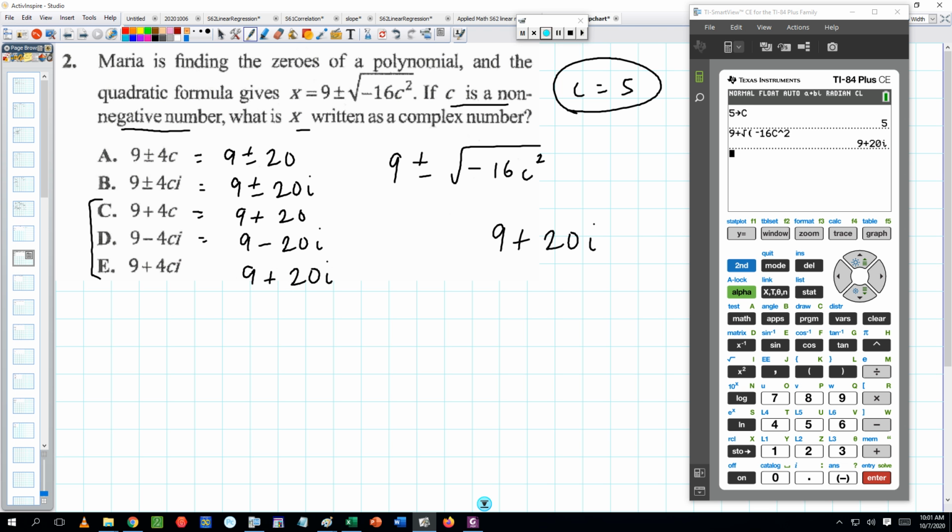So one of my choices is this, but remember I have this plus minus right here. So I'm going to hit second, enter. I'm going to backtrack and change my plus sign to a minus sign. So I need 9 plus 20i and I need 9 minus 20i, and that comes from choice B.